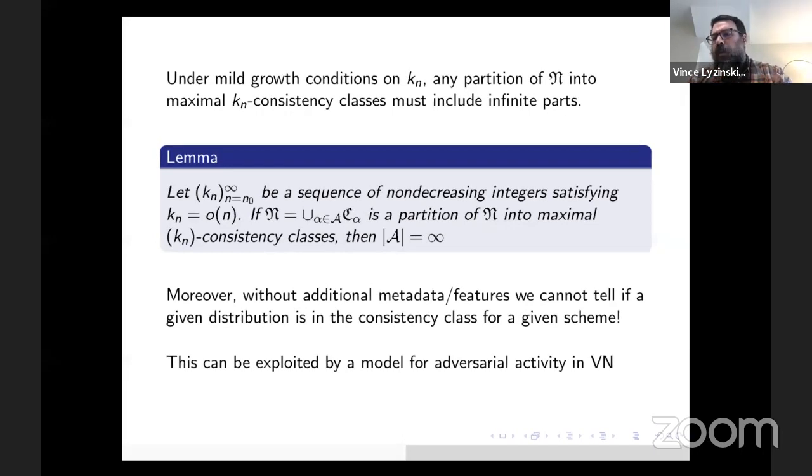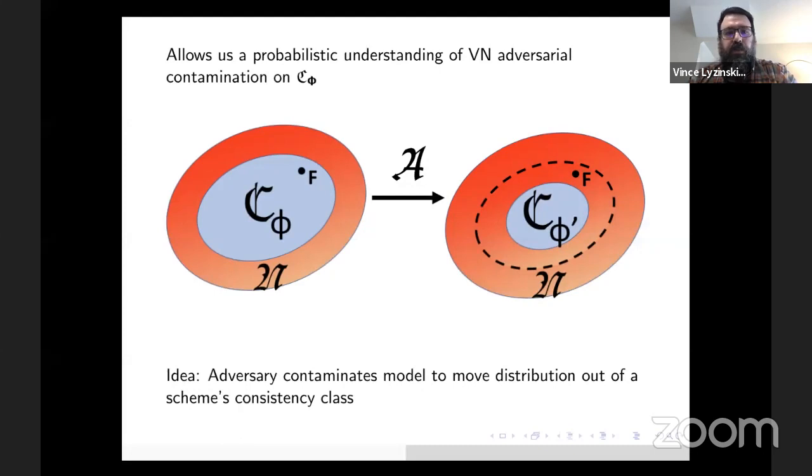And not only that, but we thought, well, this idea of not having universally consistent schemes can really be exploited by a model for adversarial activity in vertex nomination. Now, this is my artist's rendering of what the action of an adversary is.